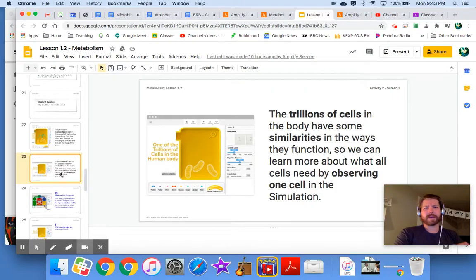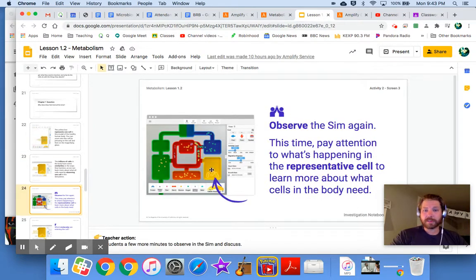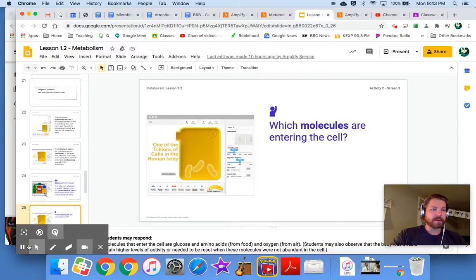So that's how we're going to observe it. The trillions of cells in the body have some similarities in the ways that they function, so we can learn more about what all cells need by observing one cell in the simulation. So is this cell representative of every single cell? Does every single cell act in the exact same way? No, they don't. But some of the basic things that most cells are going to do are going to be represented by this in the simulation. So what you're going to do is just pay attention to what's happening in this cell as you go through the simulation. All right, focus on this.